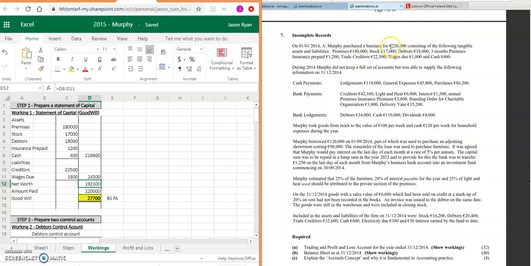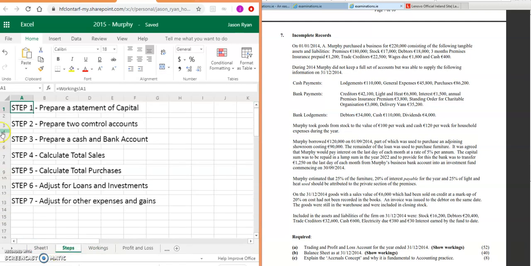You'll see in the question that we paid 220,000 for it. So the difference is 27,700, and that's your goodwill. And that goodwill goes in your balance sheet underneath your fixed assets section. So it's your net worth, take away the amount that you paid for it, that's the difference, and that difference is your goodwill.